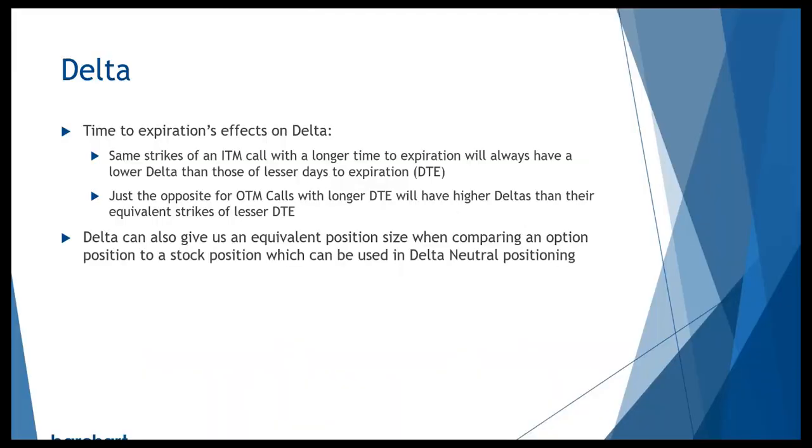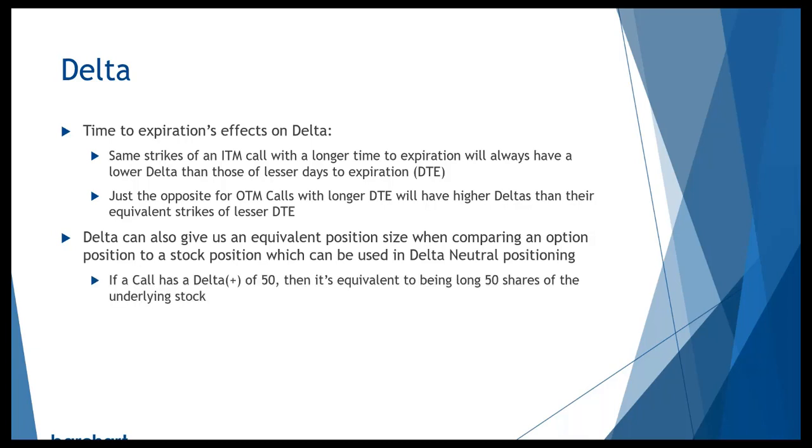A delta can also give us an equivalent position size of our options as it compares to a stock position. And we'll use this in delta neutral formulas later in our discussion, when we go a little bit deeper. But think about it like this, for instance. Let's say I have a stock and it rises in price by $1, and an options contract represents 100 shares. So if I have 100 shares of a stock and it rises by $1, then the value of my stock is going to go up by $100.